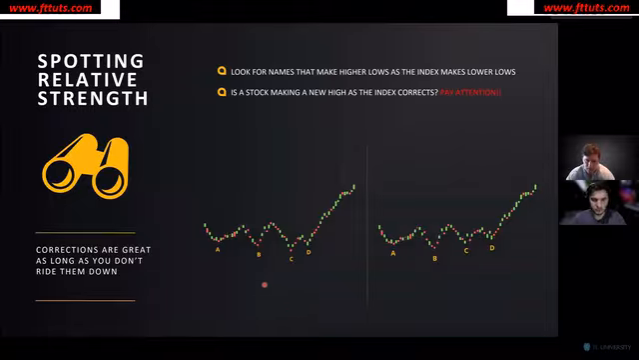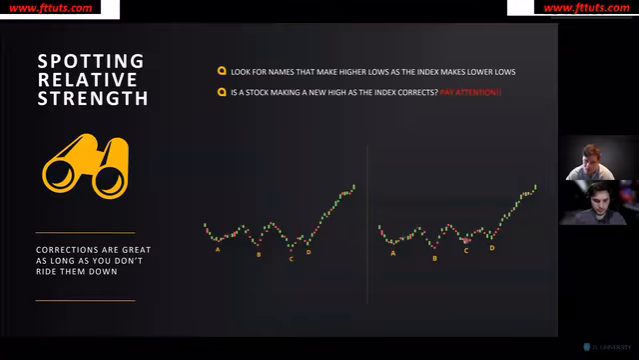So this is just like the index on the left, or some sort of underlying. And then this is a stock on the right. So we come down and that stock may come down and it moves back up with the index. So these are literally replicas right now. But then the index comes down and it makes another lower low. That's C. And the stock that you're paying attention to makes a higher low. That's key. That's very, very key.